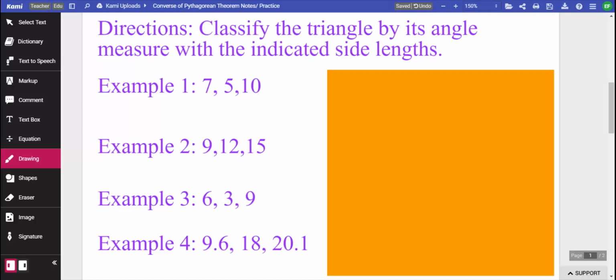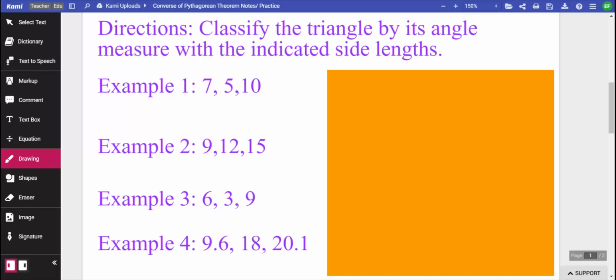So something to keep in mind here too is that the last video that we looked at was our triangle inequality theorem, which reminded us that the sum of any two side lengths has to be greater than the third length in order to create a triangle. So before we do any of these problems, we have to apply our triangle inequality theorem.